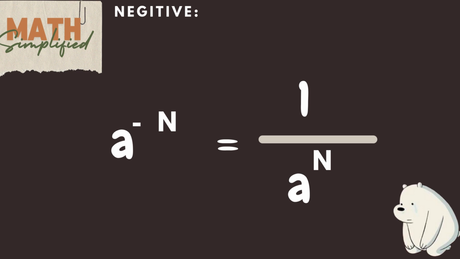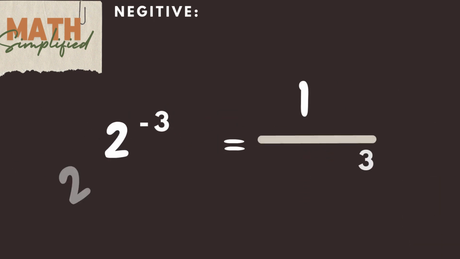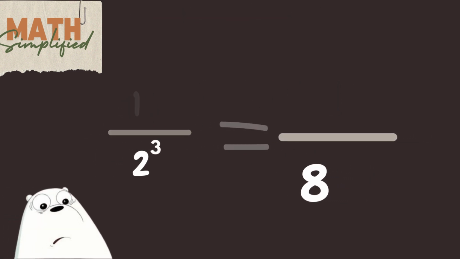But remember, you only do this when the power is negative, not the base. If the base is negative, you keep it the same and you cannot do this. You can only do this when the power is negative. So any negative power will be 1 over the power, but positive. For example, if there is 2 to the power of negative 3, it becomes 1 over 2 to the power of 3. And if we simplify it, 1 over 8.